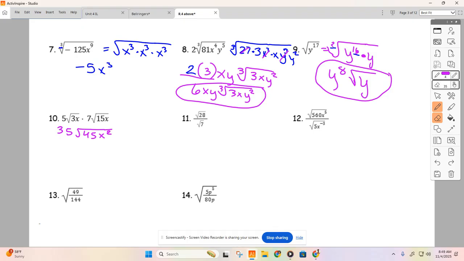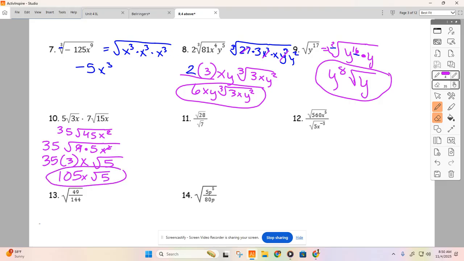Okay. I want to separate my 45 into 9 times 5 because 9 is a perfect square that goes into 45. And I still have my x squared right here. I can take the square root of 9. That's going to give me a 3. I can take the square root of x squared. That gives me an x. So I dealt with the 9 and I dealt with the x squared already. All that's left underneath is that 5. 35 times 3 on the outside. I end up with 105x square root of 5.